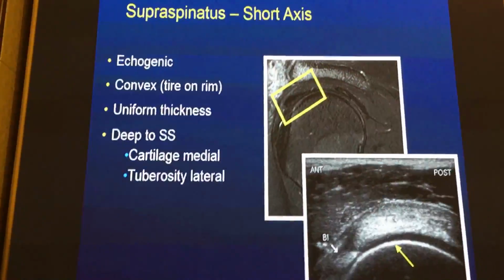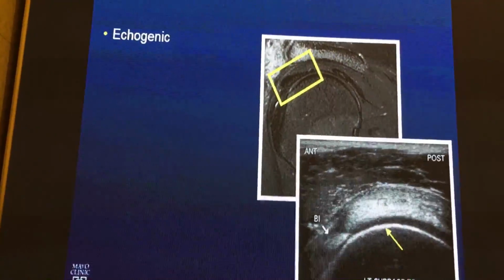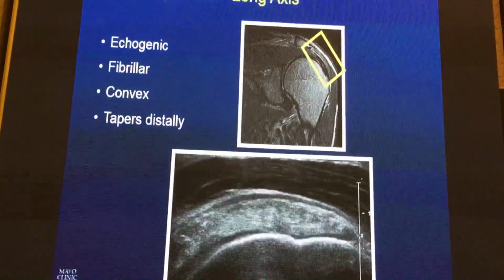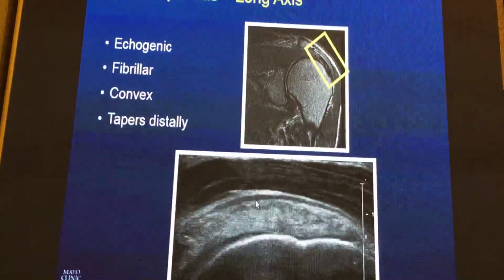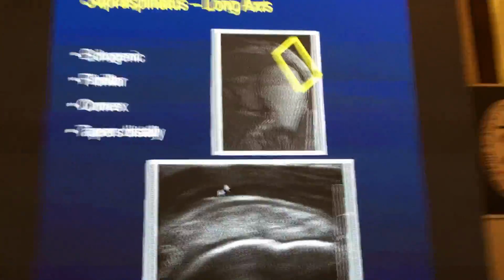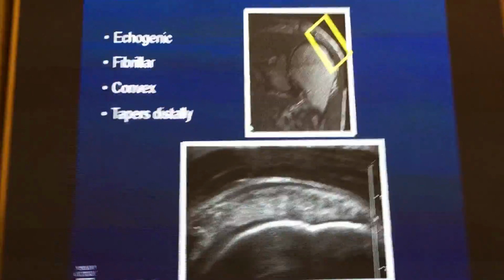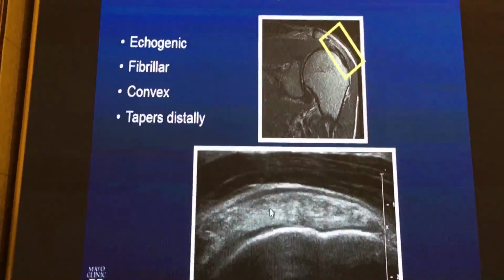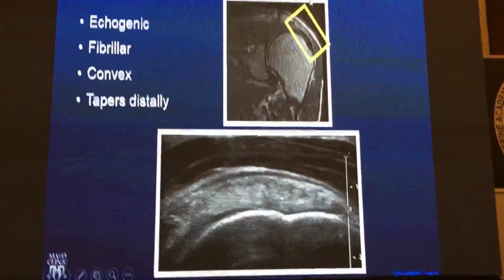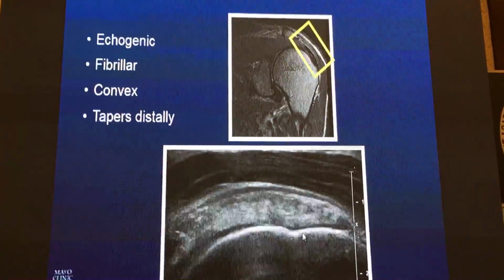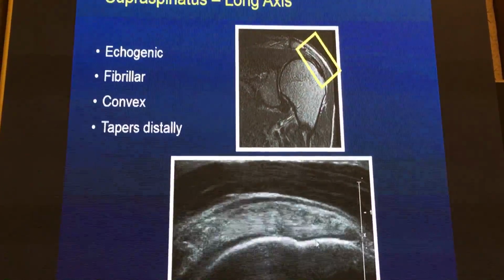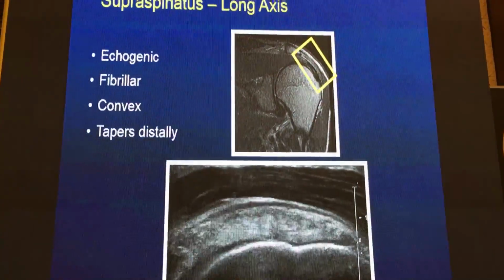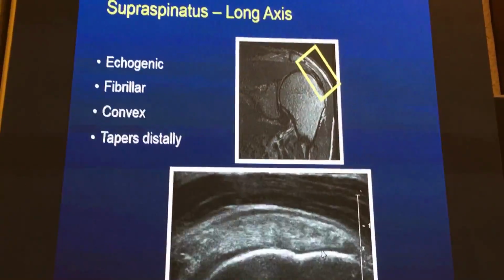If you move further laterally, and I'm going to just go back one slide here. So right in this area, which is the long axis, if I have my transducer over this area and I'm looking at it in the short axis, I'm going to see articular cartilage deep to the rotator cuff tendon. But if I come out here and I look at it in short axis, so I have my transducer directly over this area, then I'm over the footprint where the supraspinatus is inserting onto the greater tuberosity.